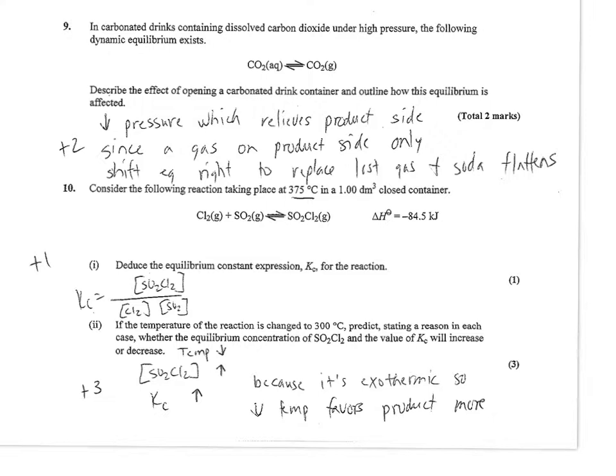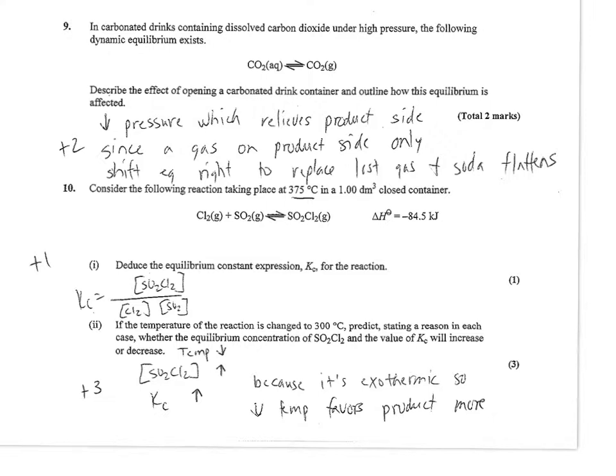And what a lot of you mentioned was that CO2 escapes, which is true. Really, you should have mentioned the decrease in pressure, which is what relieves the crowding on the product side. But either way, since the gas is only on the product side, only the product side gets the relief of this decrease in pressure. So the shift is going to be for the equilibrium to move to the right, or for more CO2 to leave the soda to replace that lost gas, and that's when your soda flattens. So now you know the equilibrium and the chemistry behind your soda going flatter.